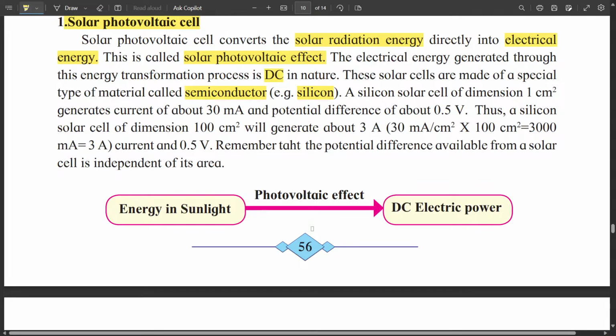A silicon solar cell of dimension 1 square centimeter can generate about 30 milliampere and a potential difference of about 0.5 volt. Thus, a silicon solar cell of dimensions 100 square centimeter will generate about 3 ampere and 0.5 volt. Remember that the potential difference available from a solar cell is independent of its area. So, energy in the sunlight can directly be converted into DC electric power using the photovoltaic effect.